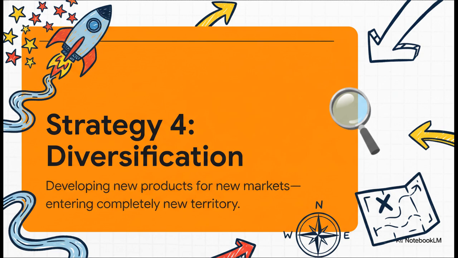And that brings us to the final quadrant, diversification. Okay, this is the big one, the high wire act. It's easily the boldest and the riskiest move of them all. You're creating a totally new product and selling it to a totally new market. You're basically stepping into completely uncharted territory.